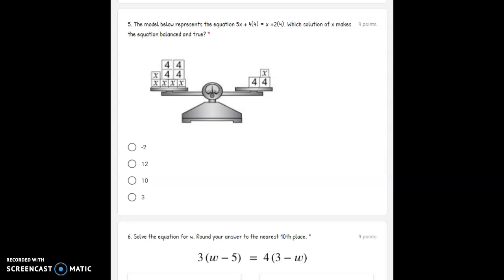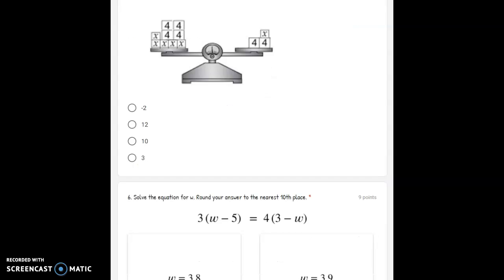On your model, you have 5 x's on the left along with 4 blocks of 4 on the left. On the right, you have 1 block of x and 2 blocks of 4. Your answer choices are negative 2, 12, 10, and 3.